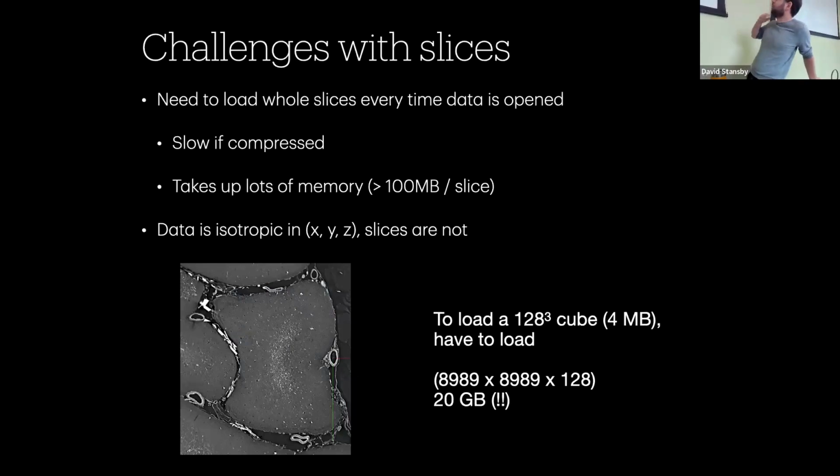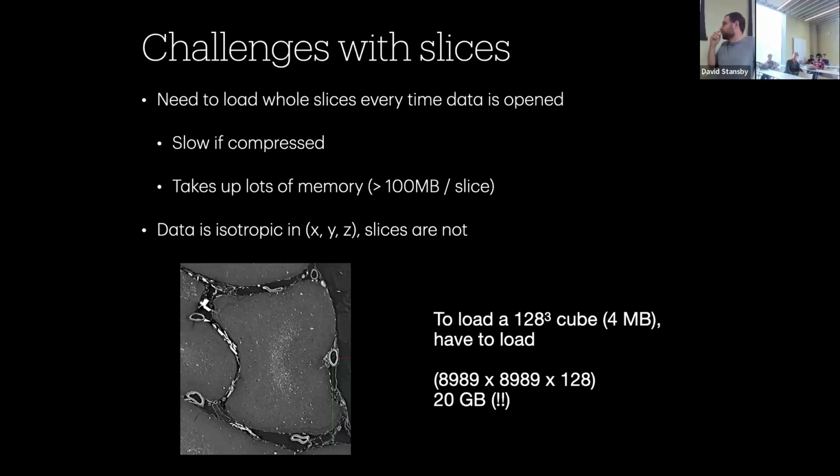And so this says exactly what I've said. Every time you open a bit of data, you have to load the whole slice of data because the whole file is compressed as one. So if it's compressed, that's very slow. It's a lot of memory. Every time you load a slice, you have to allocate memory for that entire slice, only to throw away most of that data once you've opened it.